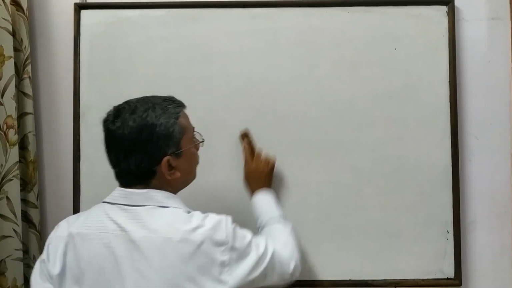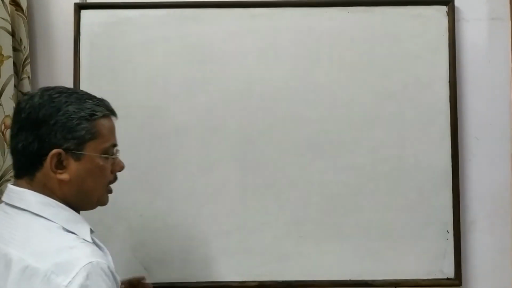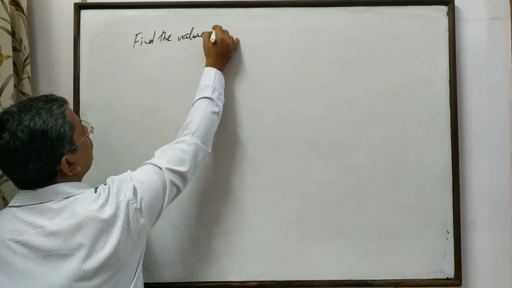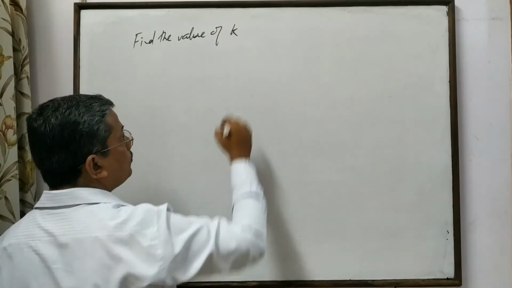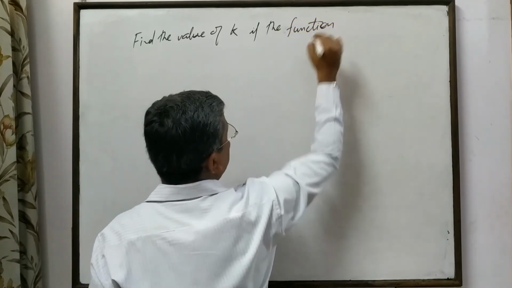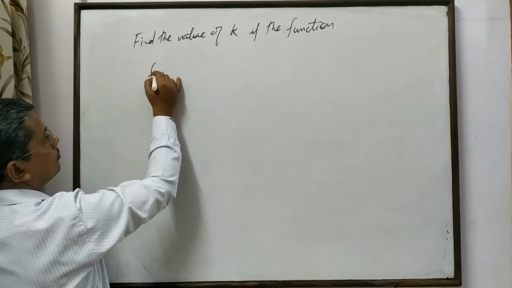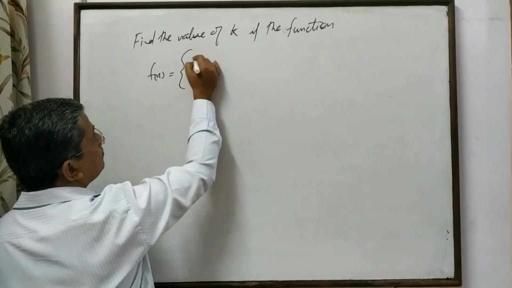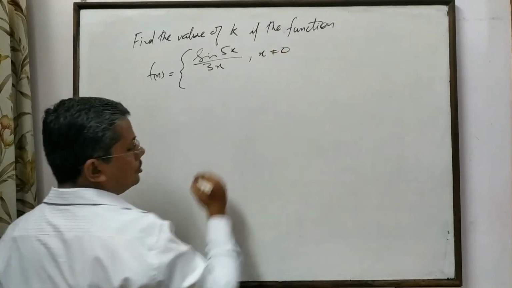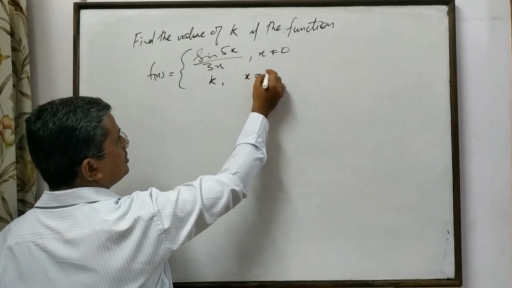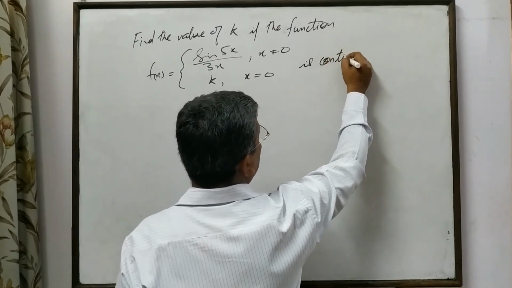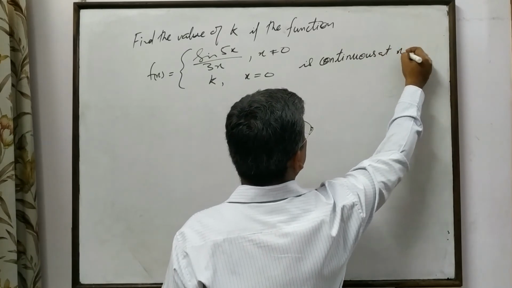Let's take up another question. Find the value of k if the function f of x is equal to sine 5x upon 3x if x is not equal to 0, k if x is equal to 0, is continuous at x is equal to 0.